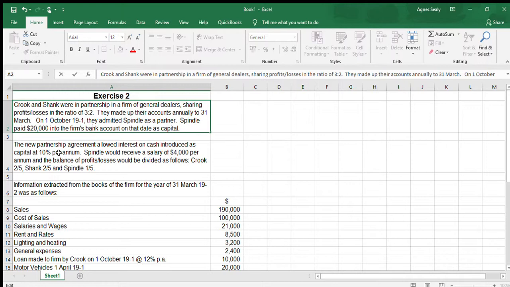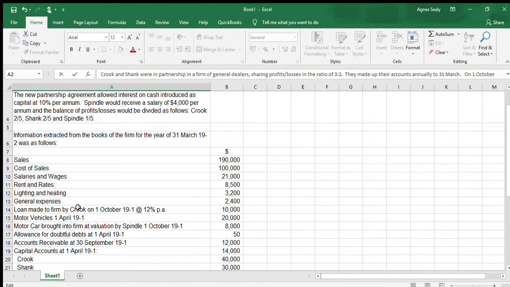The new partnership agreement allowed interest on cash introduced as capital at 10% per annum. Spindle would receive a salary of $4,000 per annum, and the balance of profits or losses would be divided as follows: Crook 2/5, Shank 2/5, and Spindle 1/5. Information extracted from the books of the firm for the year ended 31st March 19-2 was as follows.